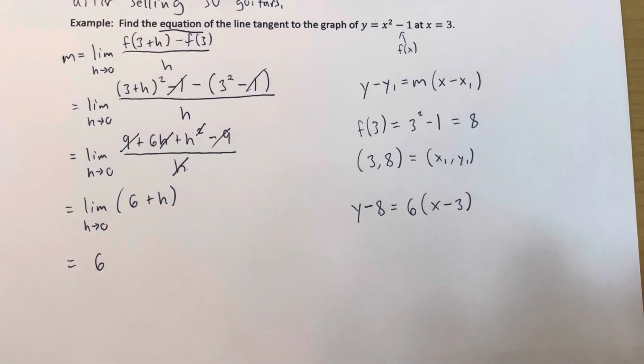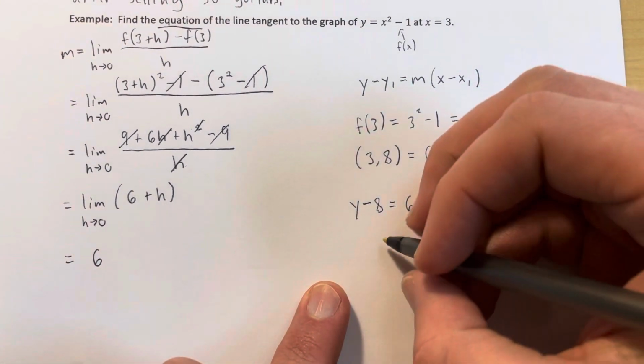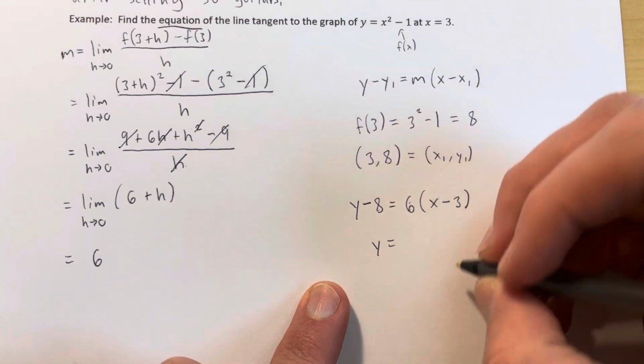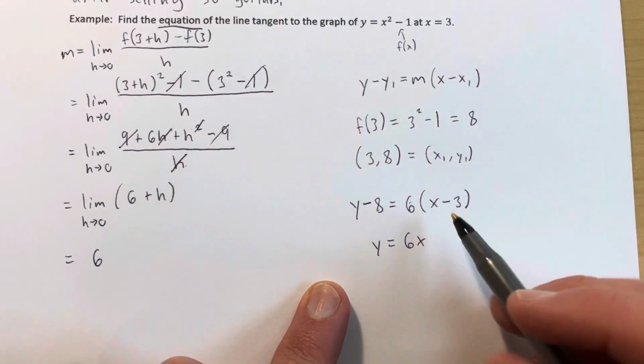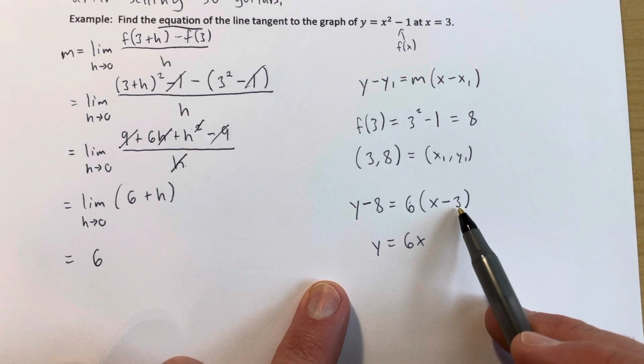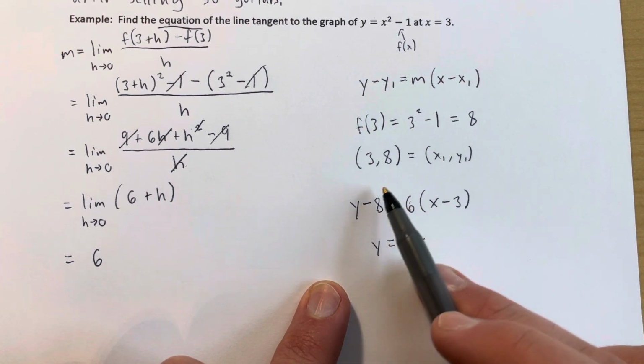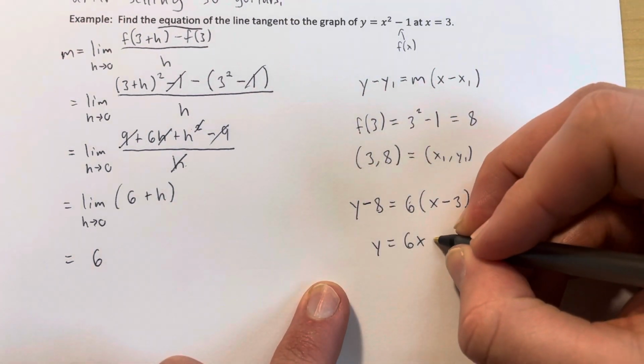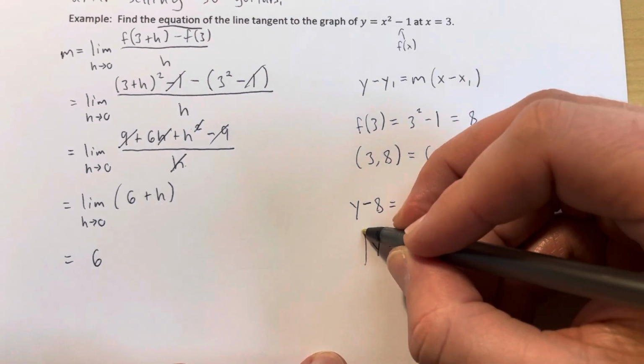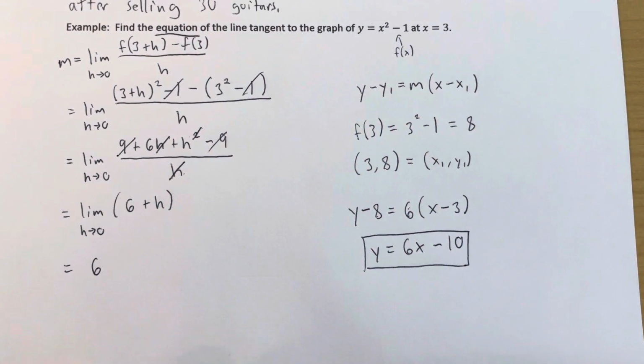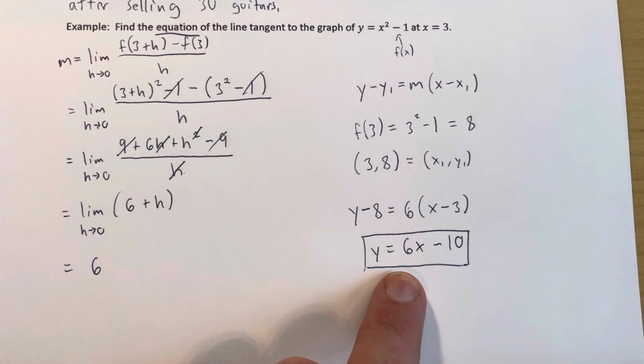I prefer not to. Normally we try to isolate the y, so I could write this as y equals, if I distribute that 6 in, I'll get 6x, 6 times -3, that would be -18. And then when I add 8 to both sides, I'm going to get minus 10. So y is equal to 6x minus 10. That's my final answer for that one. That's the equation of the tangent line.